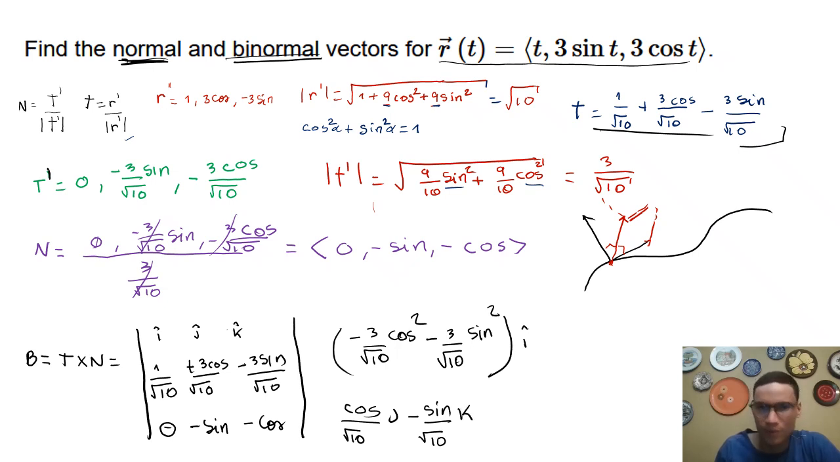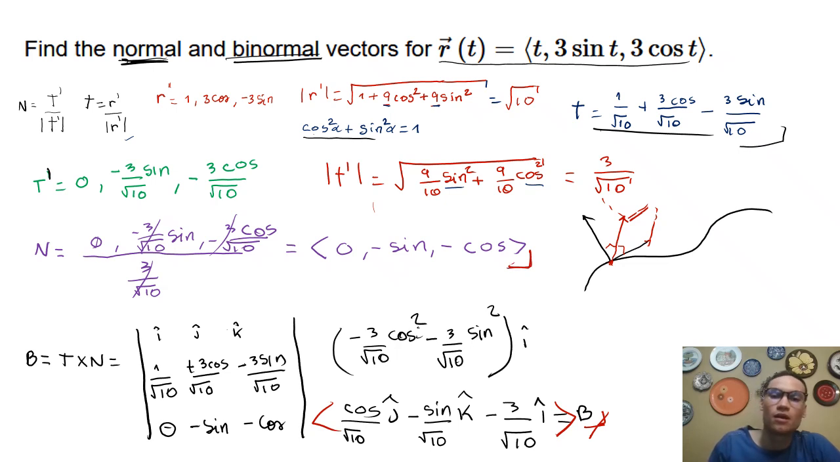And we put the i here. We do the same trick that we did at the beginning of the exercise: cosine squared plus sine squared is 1. We extract this common factor of minus 3 divided by the square root of 10 times 1. So i will be minus 3 divided by the square root of 10. This is i. So we have our 3 vectors. And this is equal to the binormal vector. We have the binormal vector, and we have our normal vector here. This is the binormal vector. This is the normal vector. This is the whole problem.